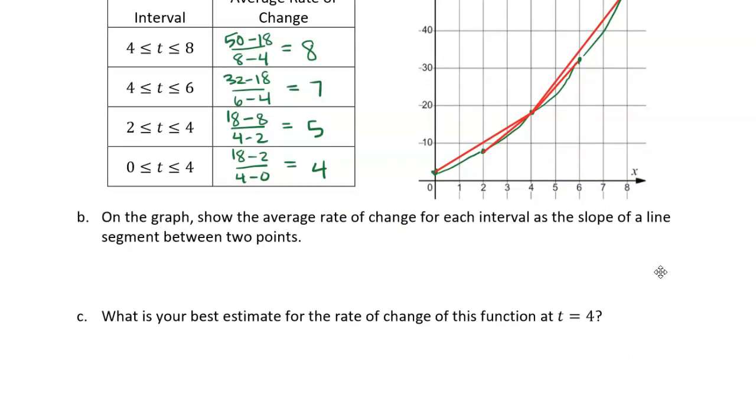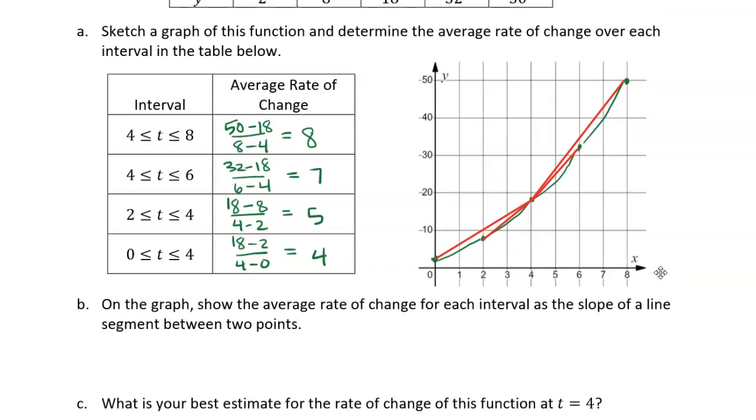All right, so what's the next question? What is your best estimate for the rate of change of this function at t equals 4? All right, so now we're asked for a rate of change, but not over an interval. We're asked for the rate of change at a particular point. All right, so you can imagine that we could take intervals that are closer and closer together around 4, and if we took a line segment between say 3.75 to 4.25 or something like that, we would get something that's closer to the average rate of change at 4. Okay, and we could even go closer than that.